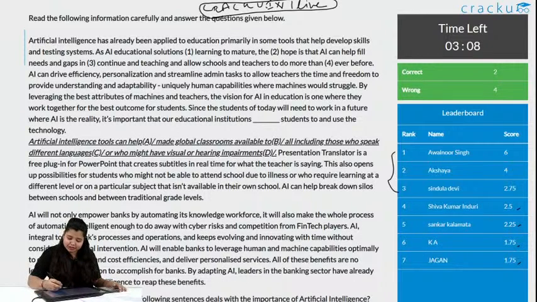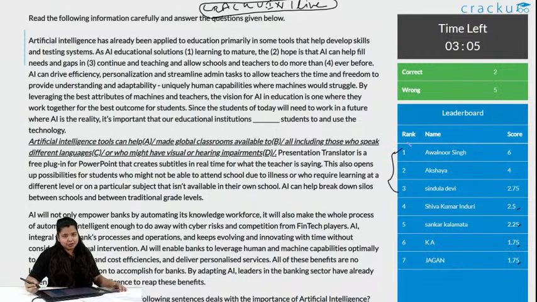Okay, Almanur Singh, he is on top of the board with score 6.